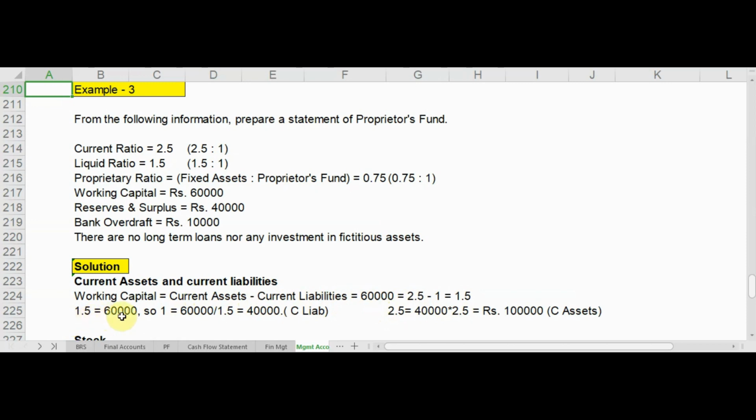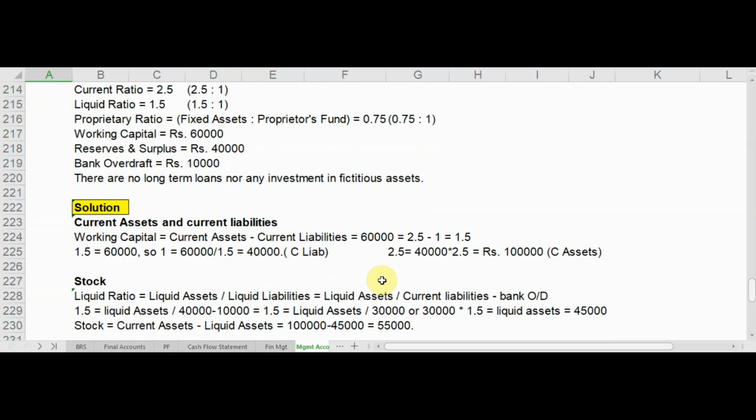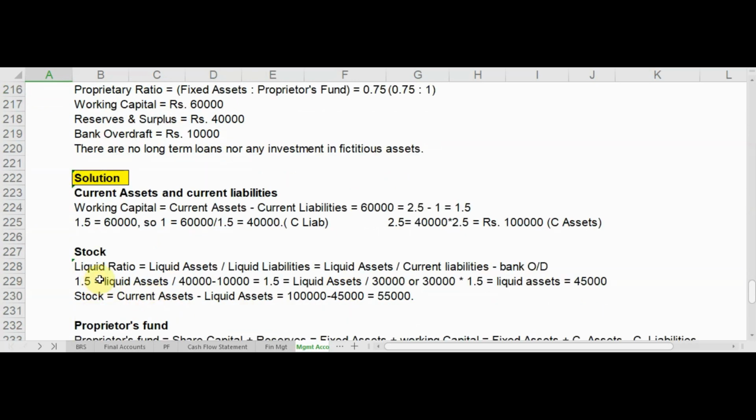1.5. So if 1.5 is 60,000, then 1 equals 40,000. So 40,000 is the current liabilities and current assets is 2.5 into 40,000, that is 1 lakh. So the value of current assets is 1 lakh and the value of current liabilities is 40,000. Next, stock.